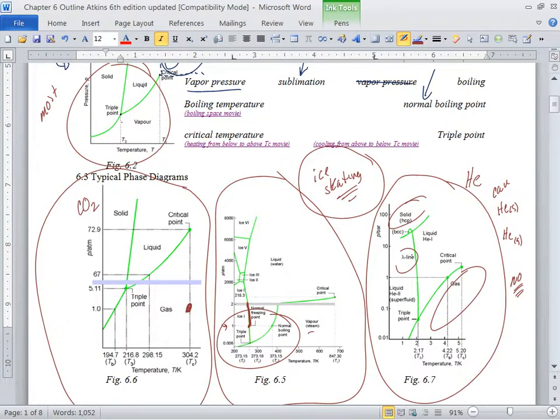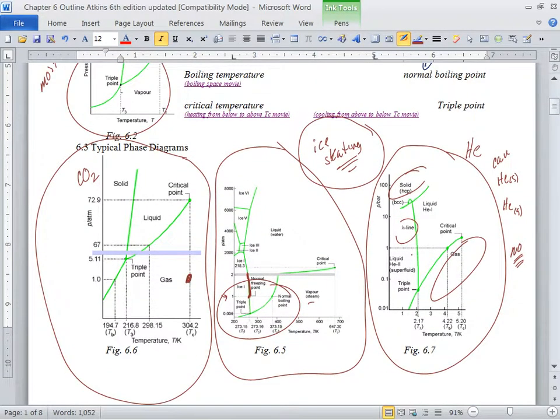What happened to superfluid? Yeah, it's bottom left. Where is it? Liquid helium-2 superfluid? Right next to your mouse. Oh, here it is. Yeah, superfluid. Okay. I thought I had a movie on that.